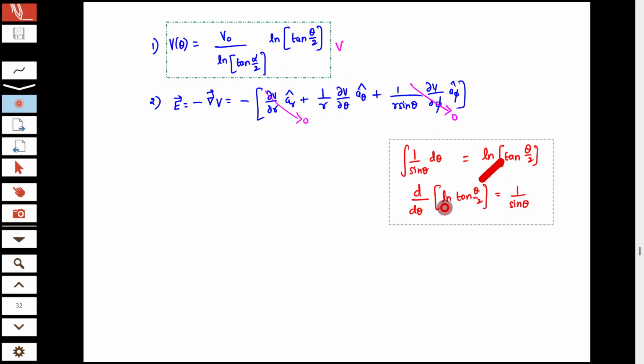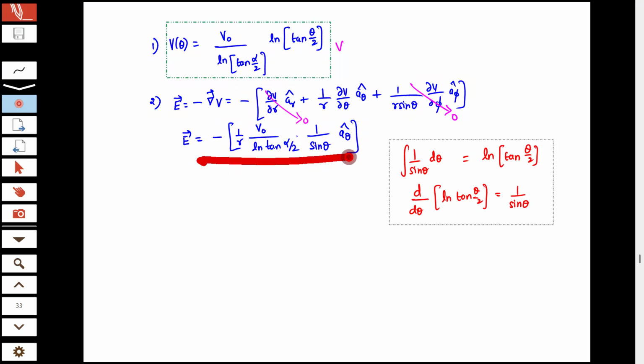Now, if I want to differentiate this logarithm of tan theta by 2, which is available over here, if I differentiate this with respect to theta, that is going to give back 1 by sine theta. So this differentiation of logarithm of tan theta by 2 can be written as 1 by sine theta. Now, the constants we can write in multiplication as they are. That is, this minus 1 by r is there in the formula, and v naught by logarithm tan alpha by 2 is the constant. Now, differentiation of logarithm of tan theta by 2 is going to be 1 by sine theta and a theta cap.